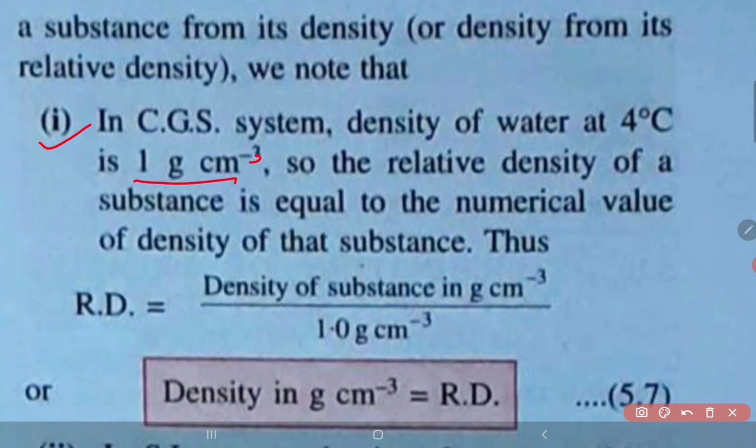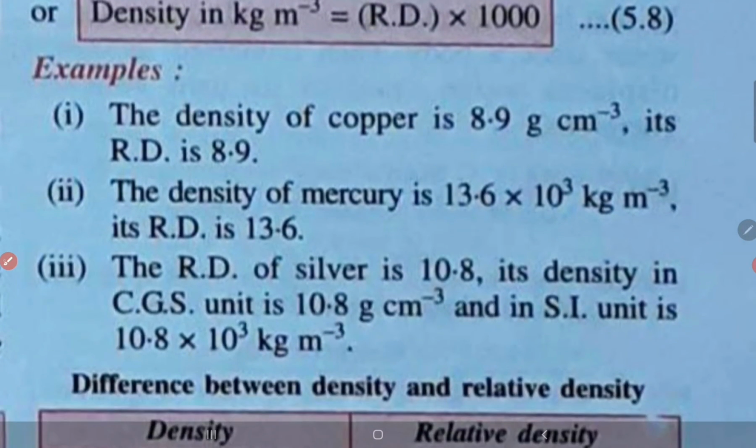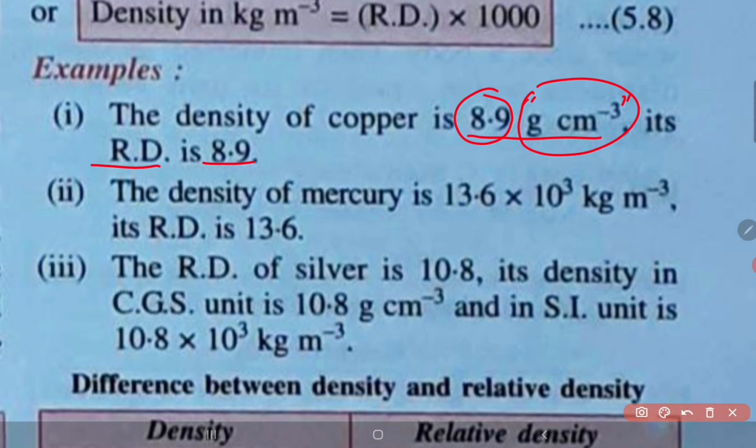So the relative density of a substance is equal to the numerical value of the density of a substance. Thus, the relative density will be equal to the density of substance in gram per centimeter cube upon 1 gram per centimeter cube, right? So the density in gram per centimeter cube will be equal to the relative density. We'll understand with an example here. The density of copper is 8.9 gram per centimeter cube, so its relative density will be only 8.9. Simply you take this unit out. So if there is no unit here, only this 8.9, if we are writing it, it becomes the relative density. Or if the density of mercury is 13.6, okay, here this we have to discuss.